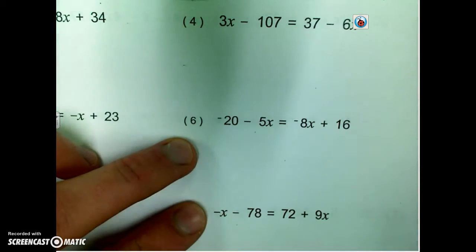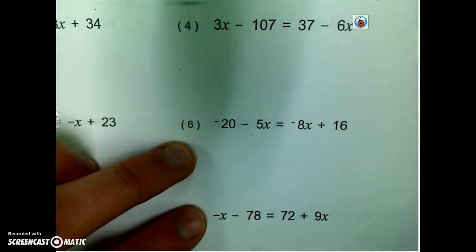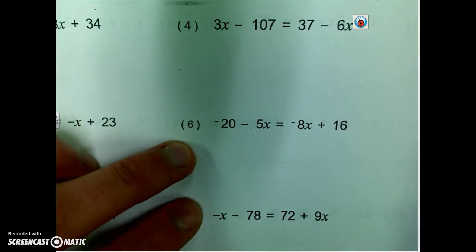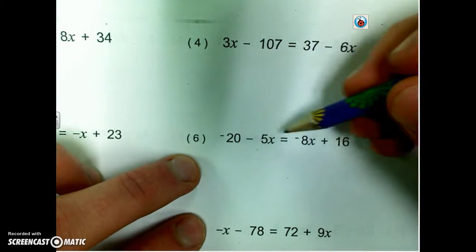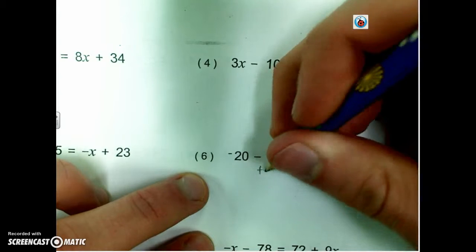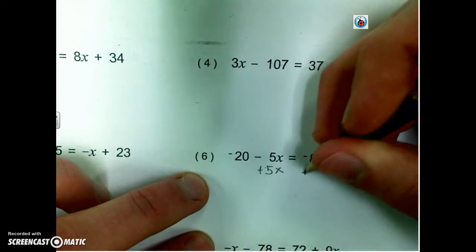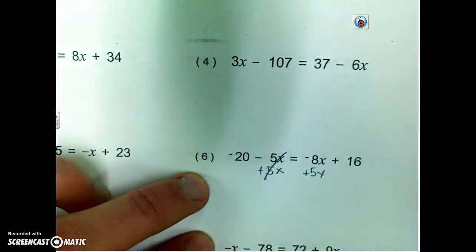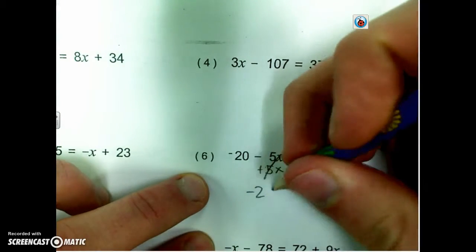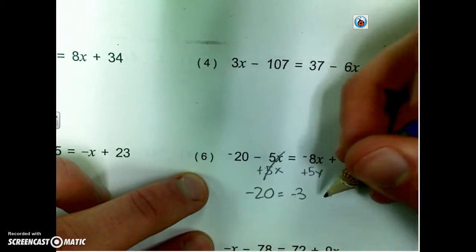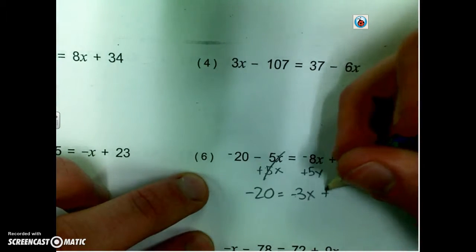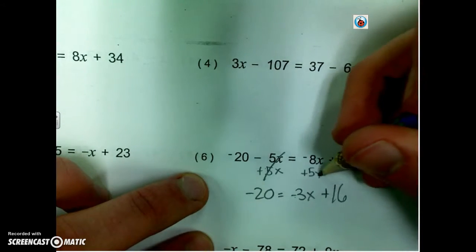Now, when this comes up, we just pick one of them, do the opposite, that way you can cancel it out on its respective side, and have it join the other one. So for example, say I would like to get rid of this negative 5x. The opposite would be adding 5x, and I have to do that to both sides. So this will cross off, giving us a negative 20 is equal here to a negative 3x plus a 16.